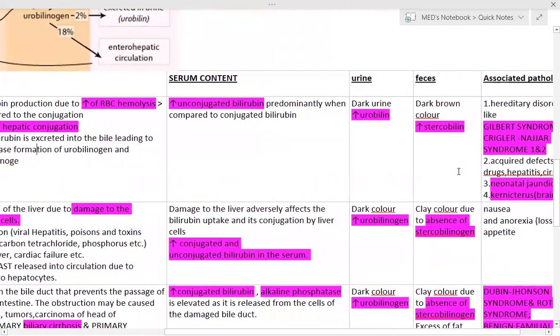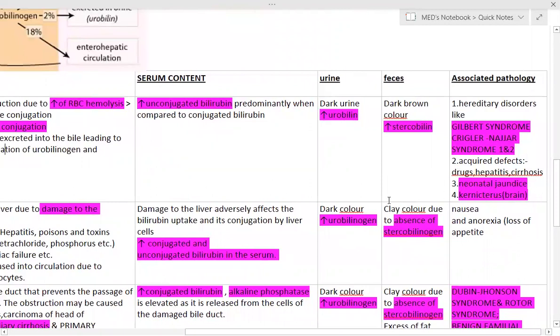Now, what are the indexes in urine? Now that the bilirubin content is really very high, there is increase of urobilinogen in urine. So darker color of urine. Whereas in feces, there will be absent or less amount of stercobilin. We can't say that there is complete absence, but there can be less.